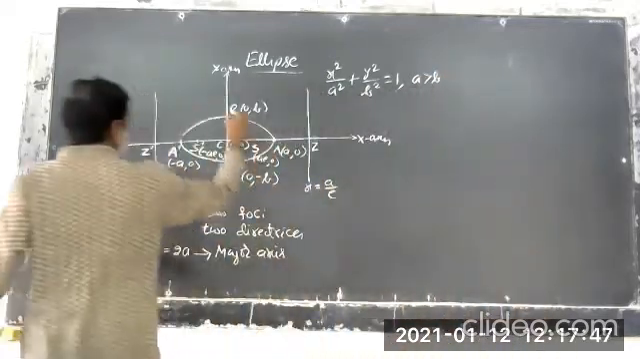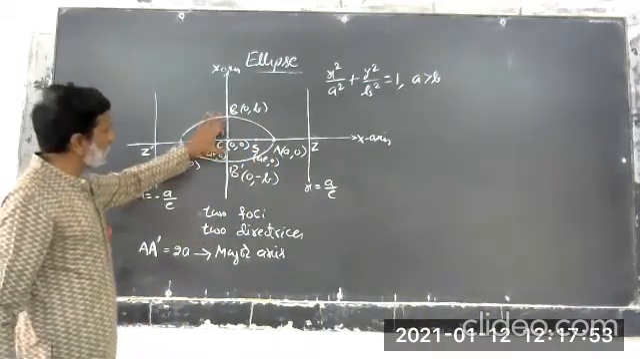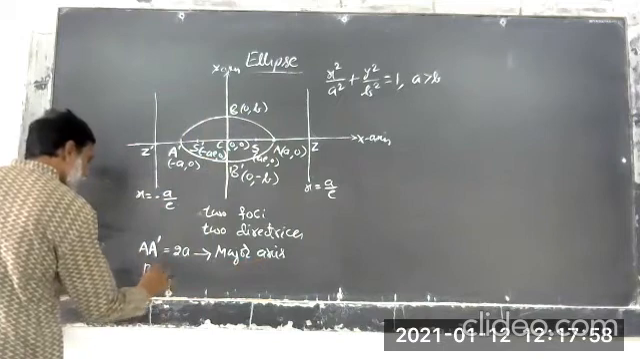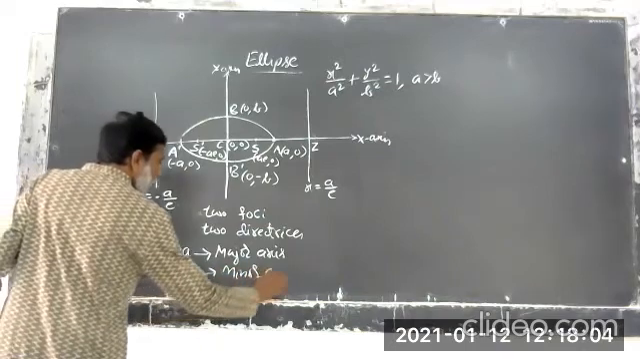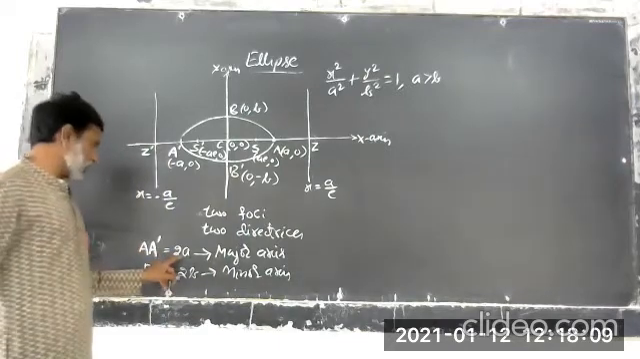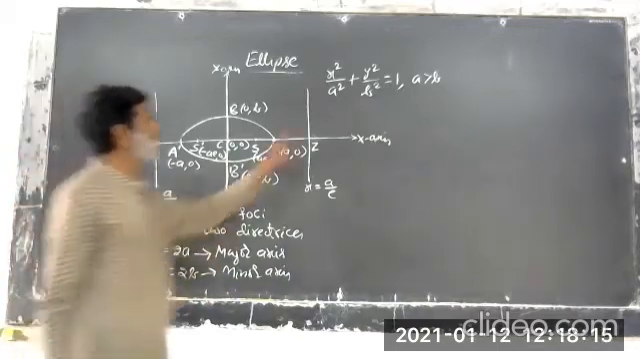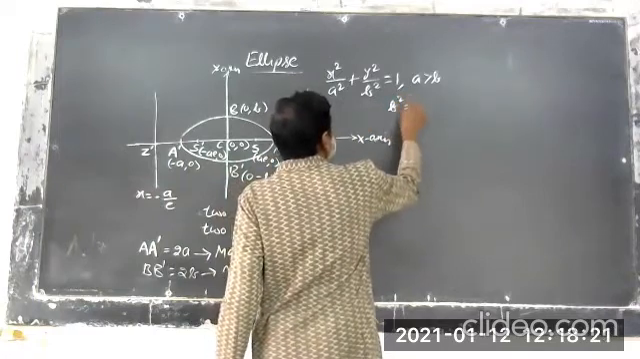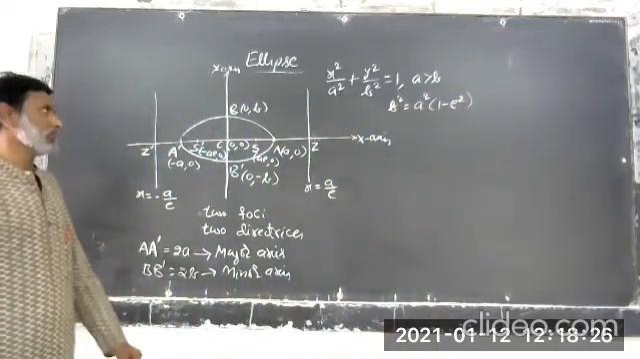Here A A dash and B B dash. Length of A A dash is greater than length of B B dash. So A A dash is called the major axis and B B dash is called the minor axis. So the length of the major axis is 2a, length of the minor axis is 2b. And the relation between a and b with eccentricity is b square is equal to a square times (1 minus e square).